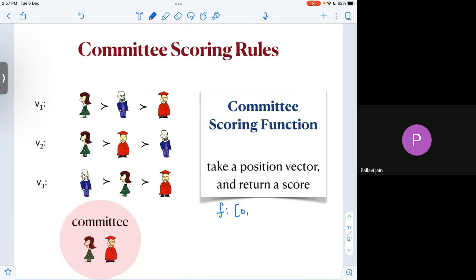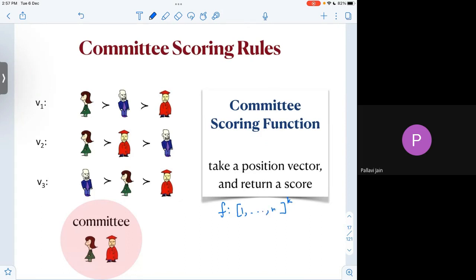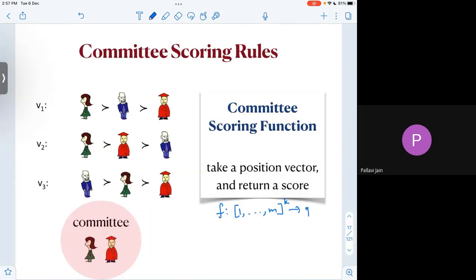And because we are talking about a k-sized committee, the position vector values will be from 1 to m. And it will give you some score. For now I have written a real number, but in this talk we will just focus on natural numbers. It could be anything, depends on you.